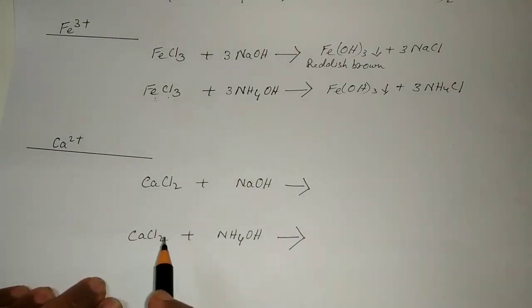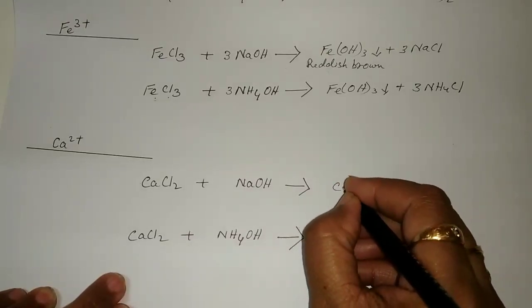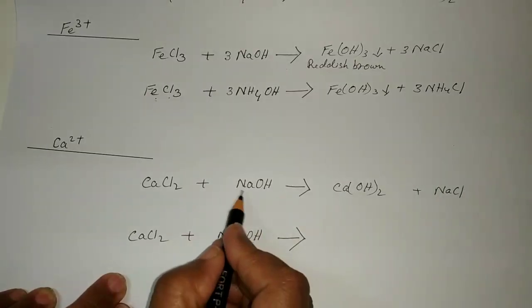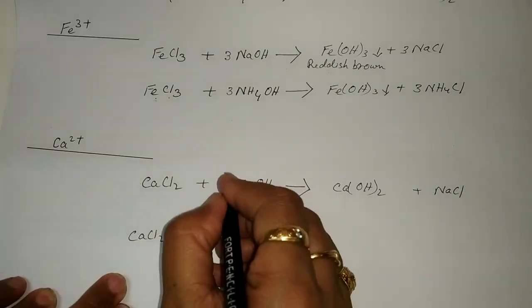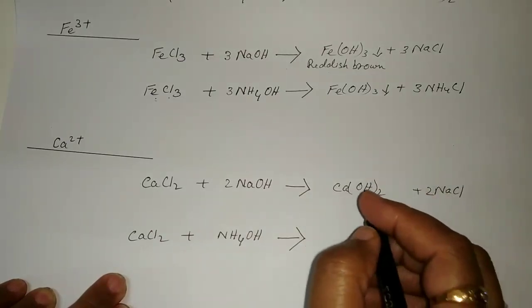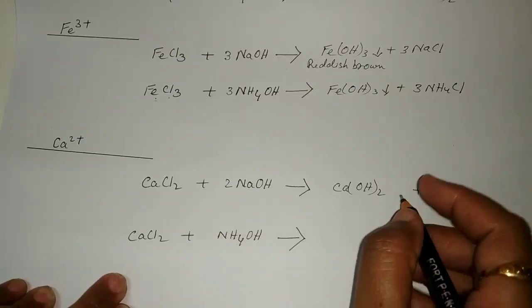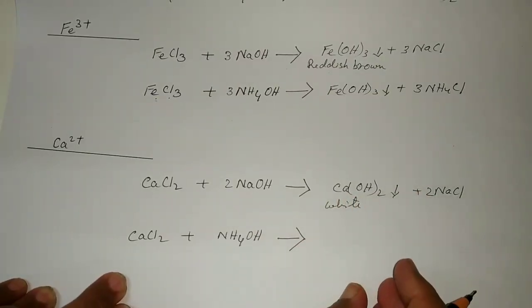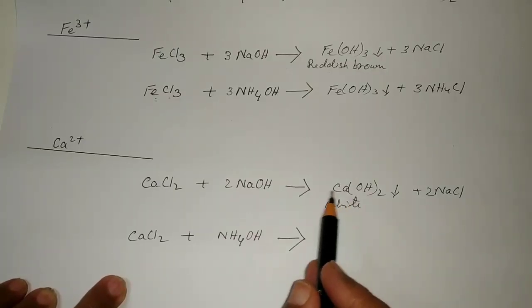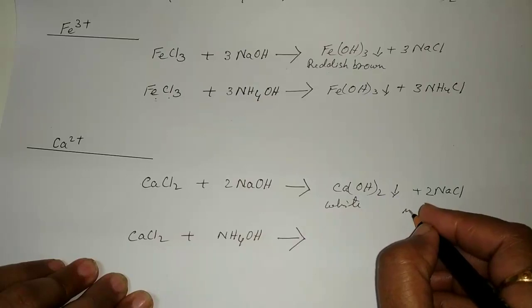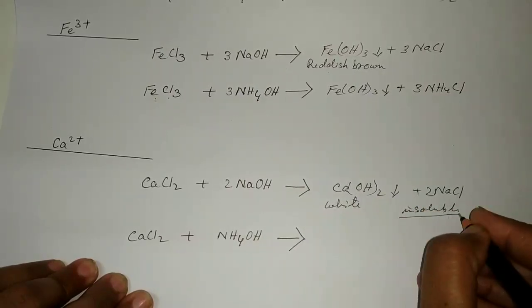Next comes calcium salt. Any calcium salt, I've taken calcium chloride, with sodium hydroxide will give you calcium hydroxide, a precipitation reaction, with sodium chloride. Balance it, very important. If you don't balance, you don't get that one mark during the exam. This is a precipitate which is white in color, and with further excess of sodium hydroxide, it is sparingly soluble, almost insoluble. So we say sparingly soluble.